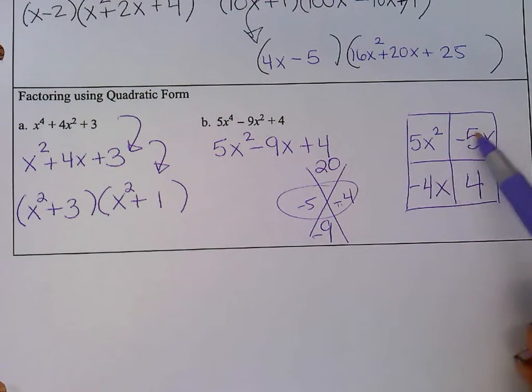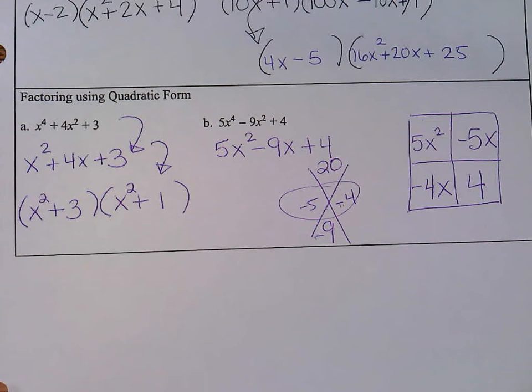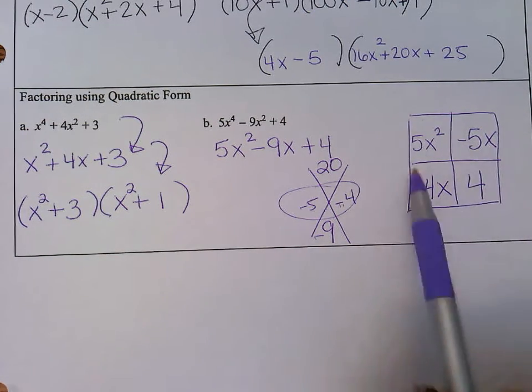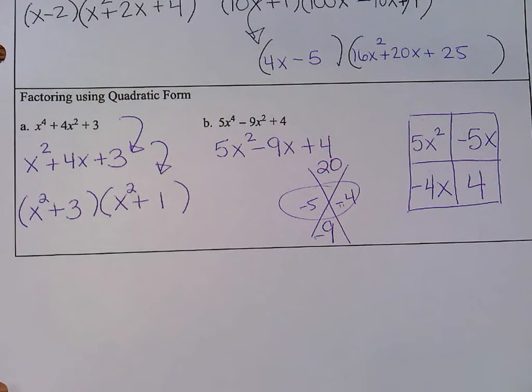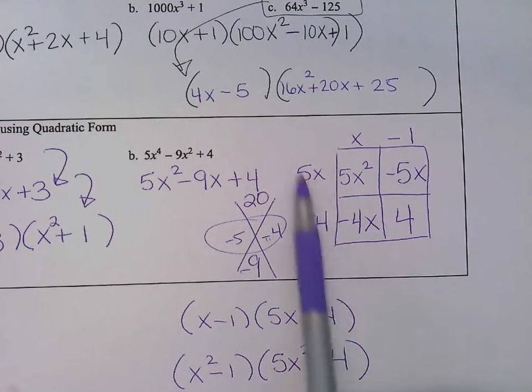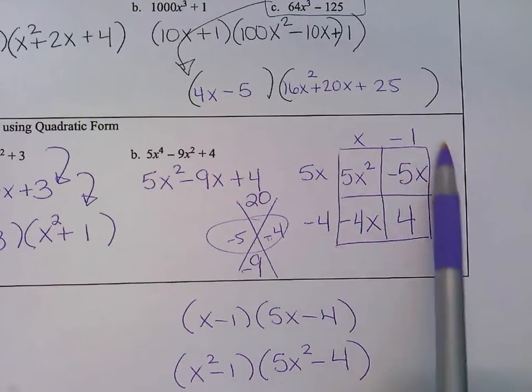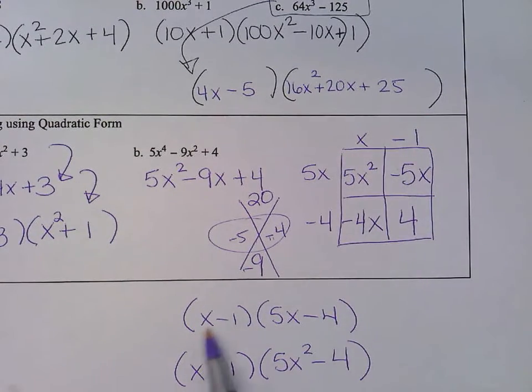It doesn't matter where you put them. You could have put negative 4x up here, switched them. So now you can do the greatest common factor to factor that box. See if you can finish the next step of that factoring. So I took out 5x, x, negative 1, negative 4. So there's where I'm pulling my factors from, x minus 1 and 5x minus 4.